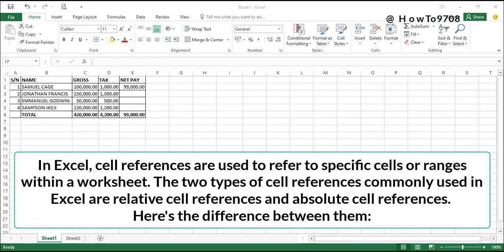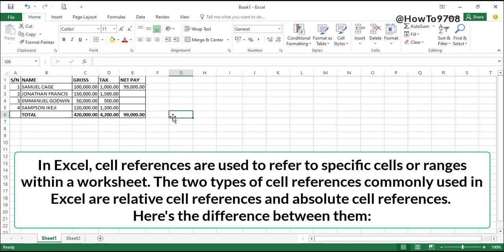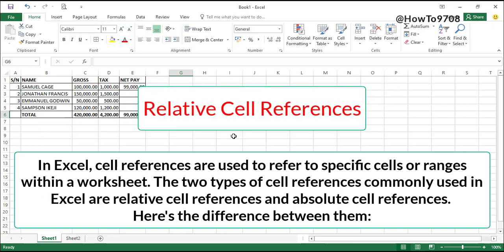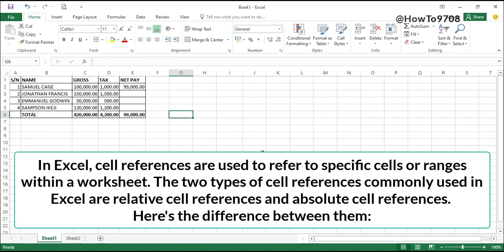In Excel, cell references are used to refer to specific cells or ranges within a worksheet. The two types of cell references commonly used in Excel are relative cell references and absolute cell references. Here's the difference between them.